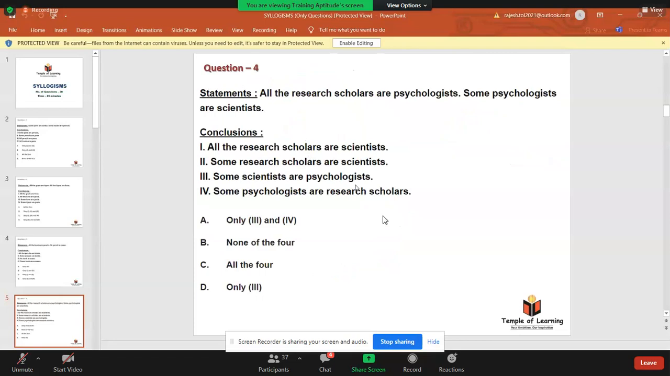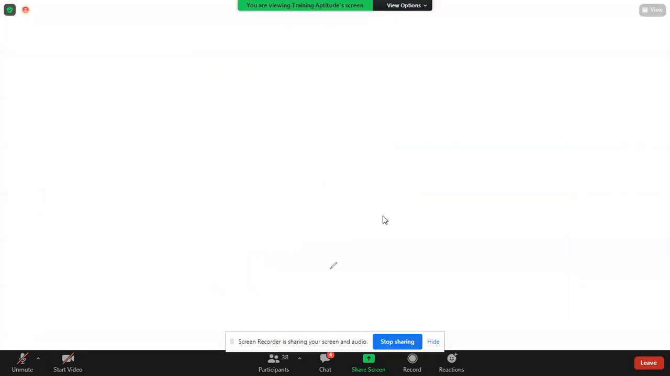All the research scholars are psychologists. Some psychologists are scientists. So again, two possibilities, students. Let me draw the diagram. Take a screenshot. So the question says all the research scholars are psychologists. So we've got research scholars here. All the research scholars, what are they? They are psychologists.